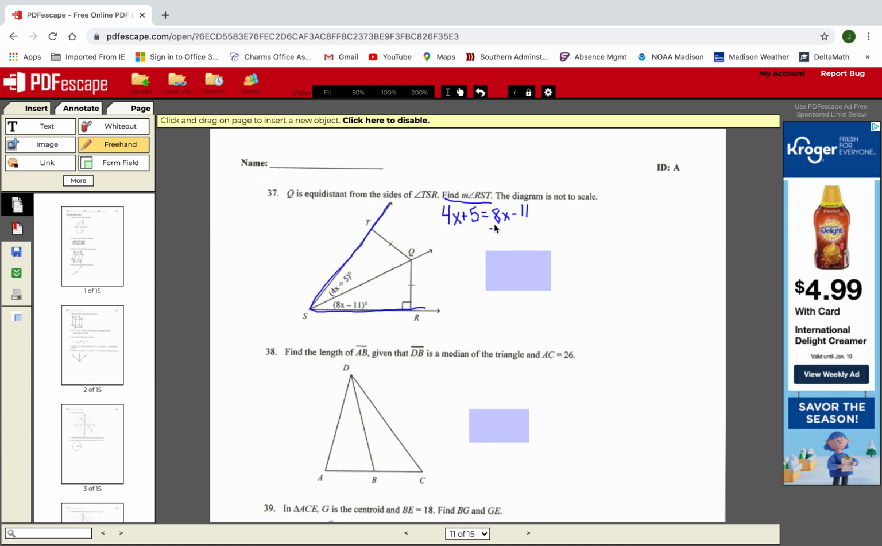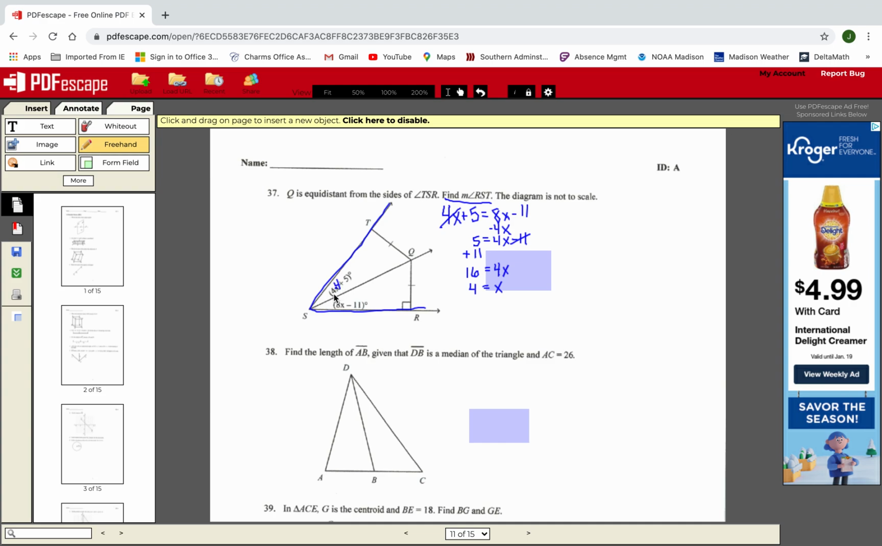So if I subtract 4x from both sides, we've got 5 equals 4x minus 11. If I add 11 to both sides, then I've got that 4x equals 16. Dividing both sides by 4 gives me that x equals 4. Note that your answer is not 4. You've got to substitute this 4 back in here.